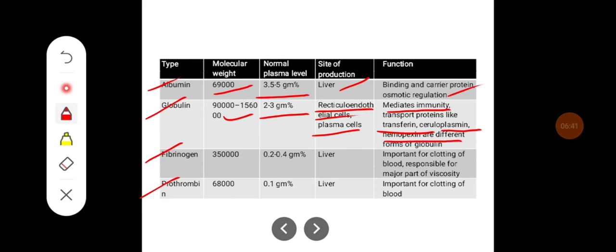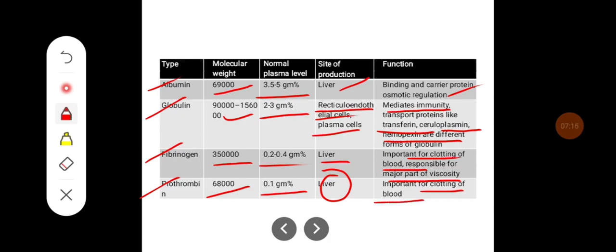And fibrinogen, the molecular weight is around 3.5 lakhs, and its plasma level ranges between 0.2 to 0.4 gram per cent. It is produced in the liver, and it is an important clotting factor for the clotting of the blood, and it provides the major part of the viscosity to the blood. Prothrombin, the molecular weight is around 68,000, concentration is 0.1 gram per cent. It is also produced in the liver. It is an important clotting factor in the blood.